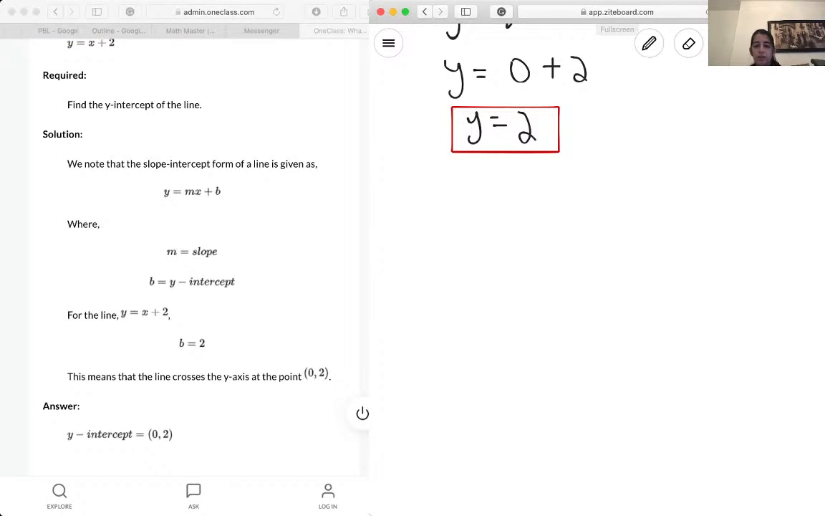You can also put it in coordinate form. Just put it as, when x equals 0, our y is 2. And that is our y-intercept.